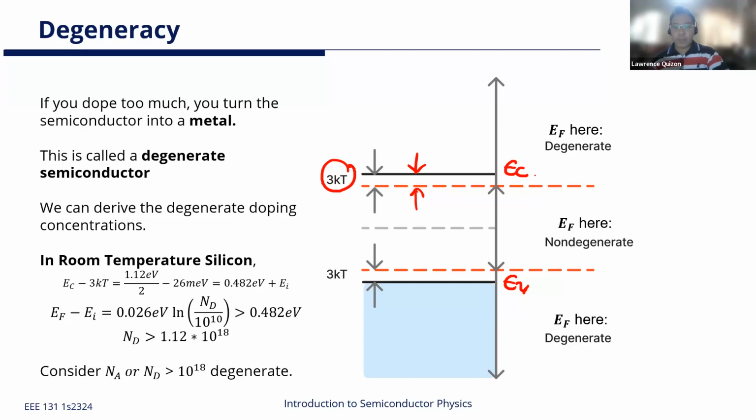It's that close. Then, degenerate na ang tawag mo sa semiconductor. What's with the degenerate semiconductor? You have way too many carrier electrons that you start behaving like a metal, no? Which means that the equations that we've had so far, no?